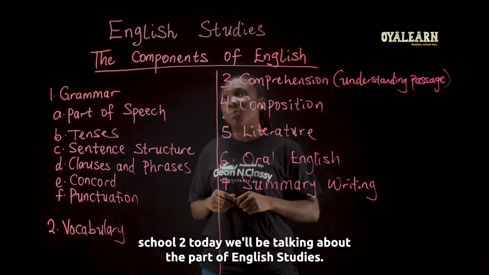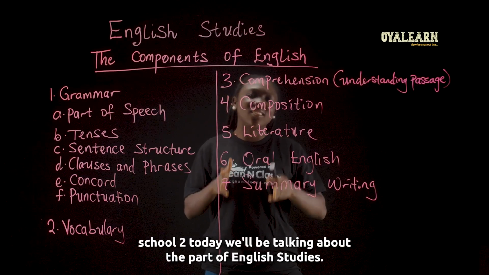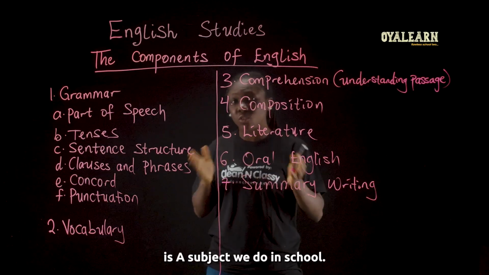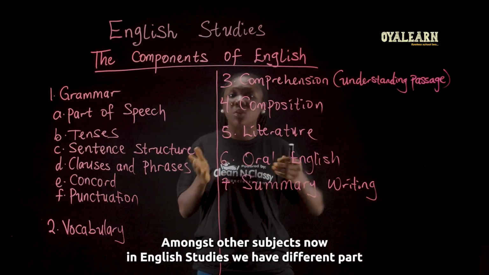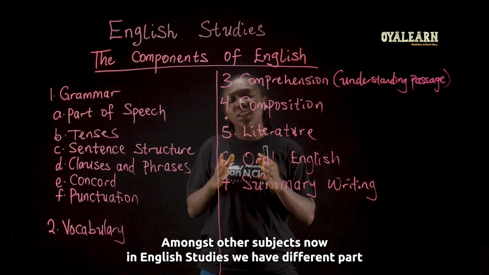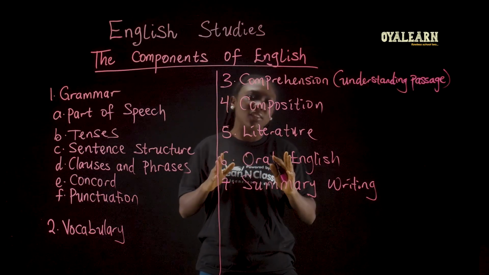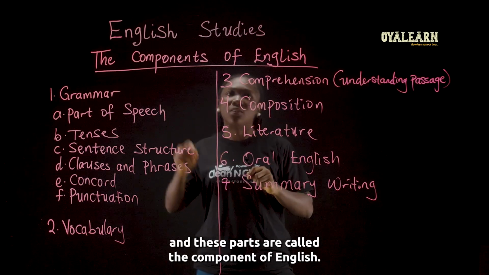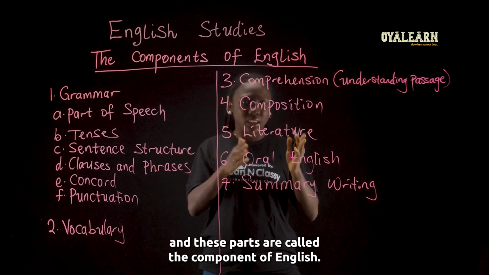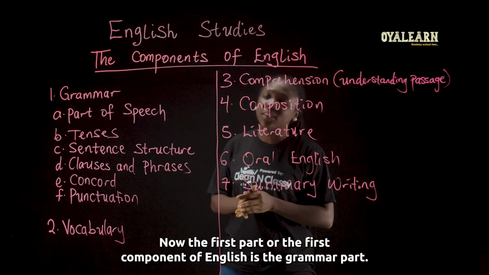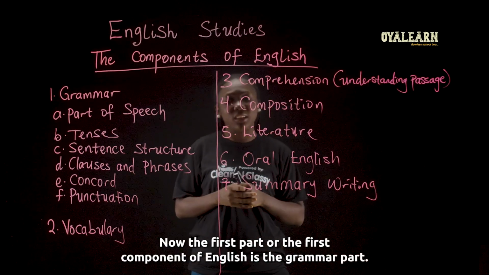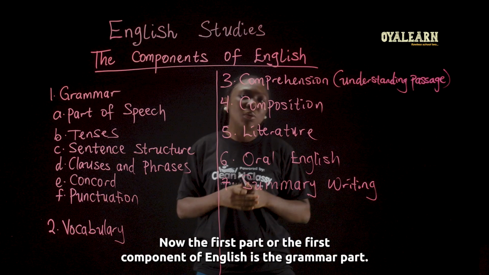Today, we'll be talking about the parts of English studies. English studies is a subject we do in school amongst other subjects. Now, in English studies, we have different parts, and these parts are called the components of English. The first component of English is the grammar part.